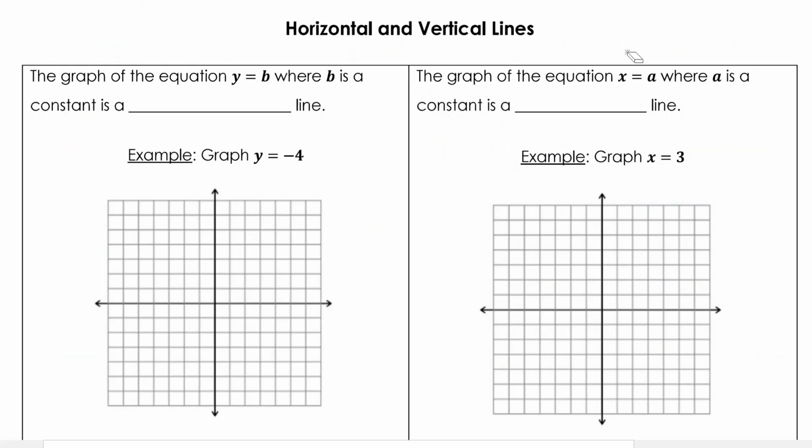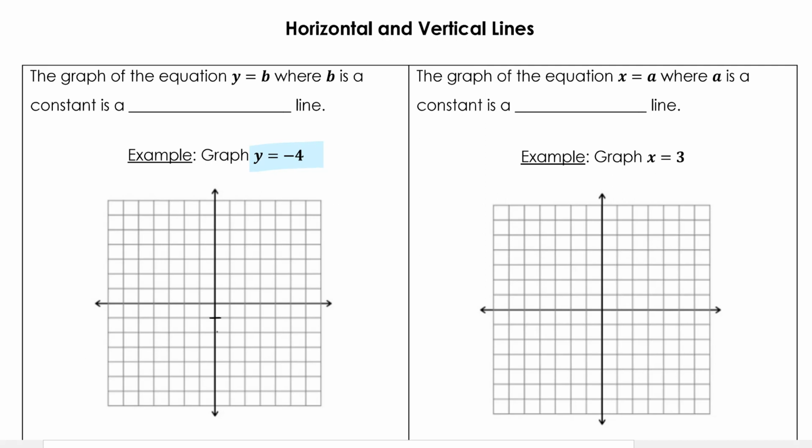In the last part of today's lesson, we're going to look at the difference between horizontal and vertical lines and how to write equations that represent them. Let's look at this example here. Y equals -4. What does this mean?